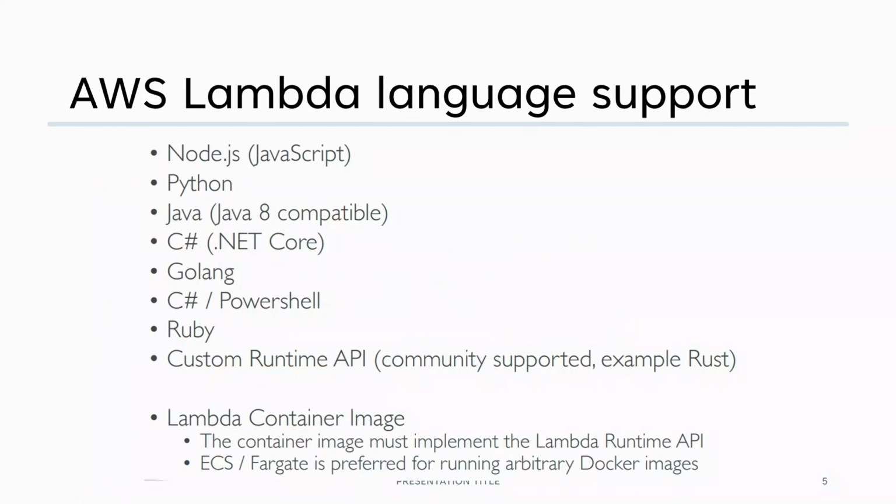And if you're going to talk about the language support, as I've told you, it supports Node.js, Python, Java, C#, Golang, PowerShell, Ruby, custom. If you want to go for a custom runtime API, then you can also go for that. You can also use a Lambda container image, a small Docker container, or Docker image. It is also supported by Lambda, but it is not good to use Lambda for Docker images, I would say. For that, you can go for ECS or some other stuff.